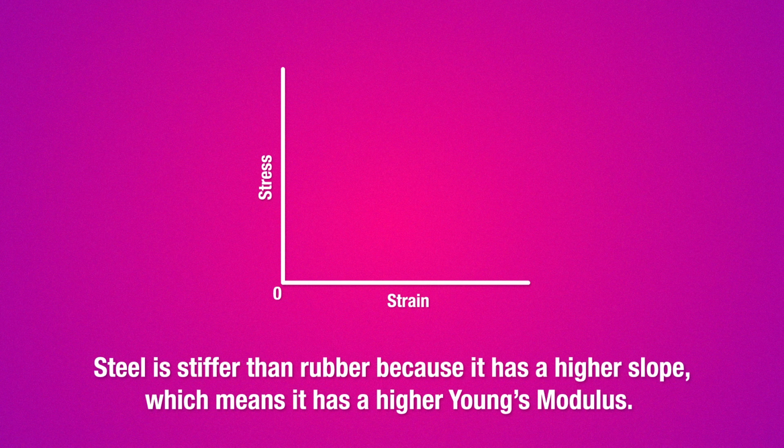Now, since Young's modulus is a measure of stiffness, we can visibly see which material is stiffer using the stress-strain graph. So, for example, steel will have a much higher Young's modulus when compared to rubber. That is, it'll take much more stress to produce the same amount of strain in steel. So on the stress-strain graph, steel will have a much higher slope as compared to rubber.